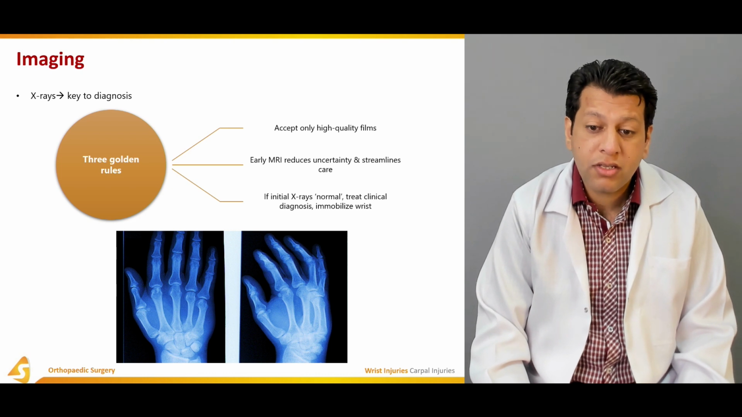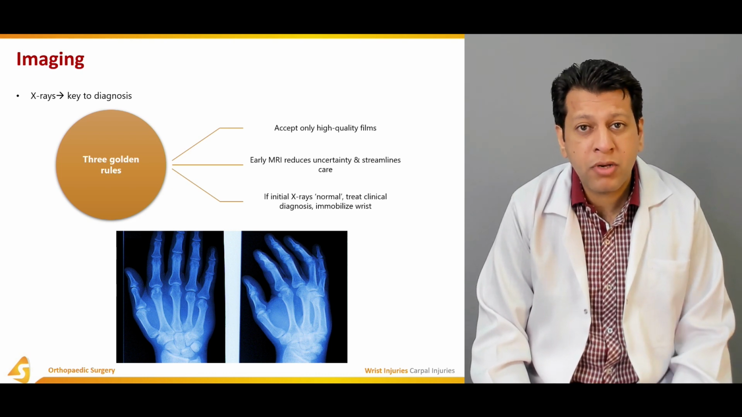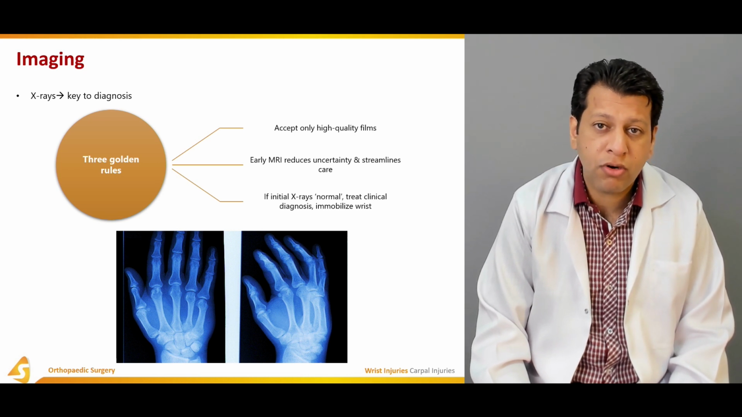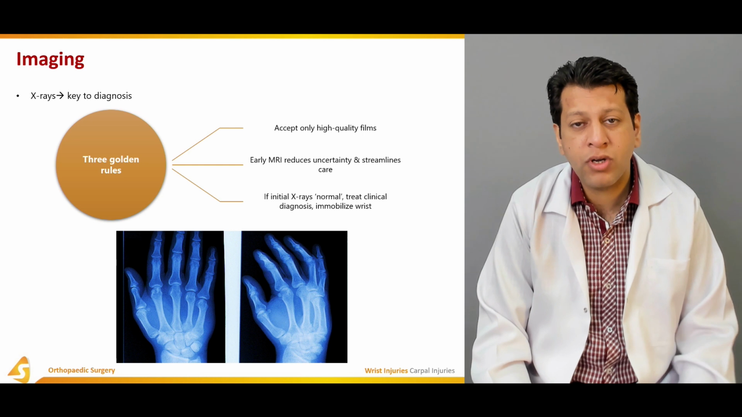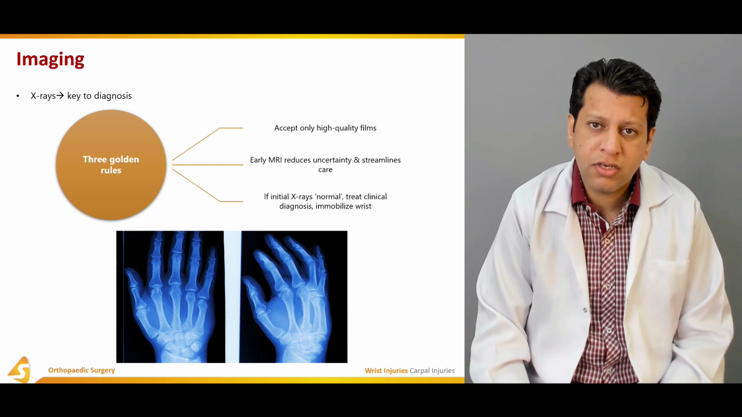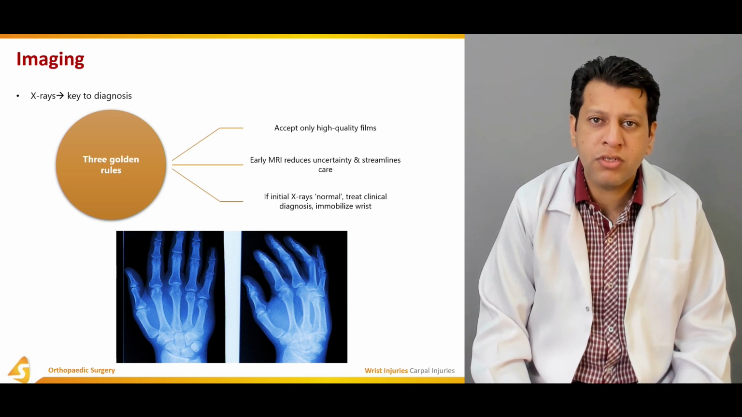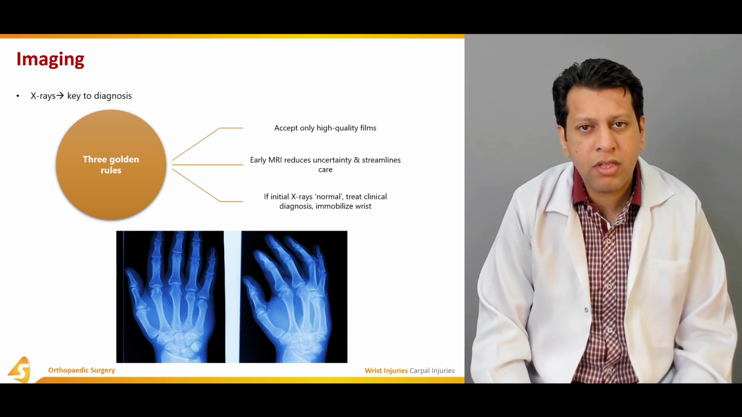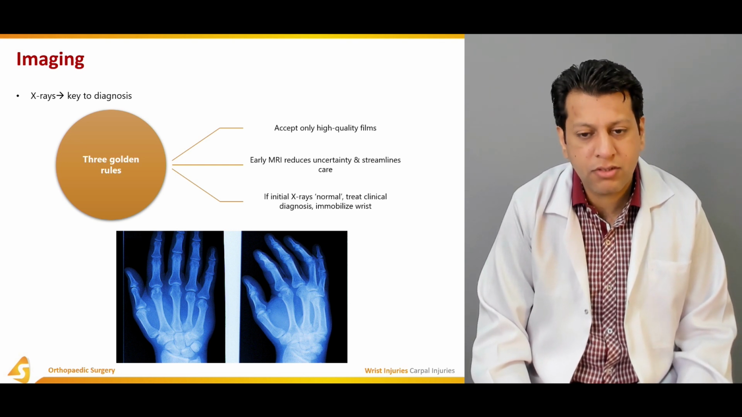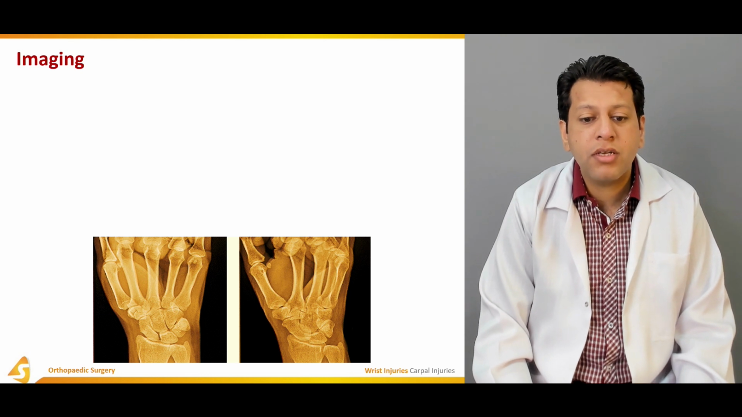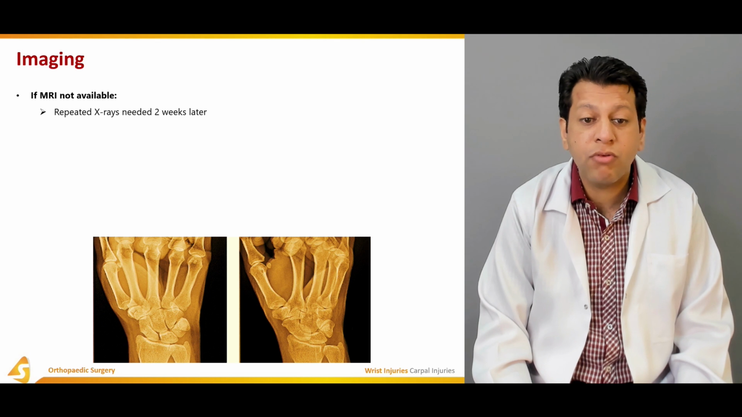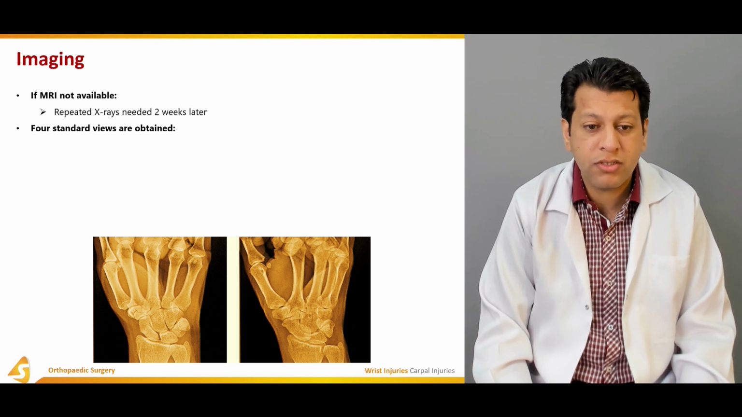And if initial x-rays are normal, for example, if this was an undisplaced or hairline fracture of the scaphoid waist, and you're not sure whether there is or there is not, one option is to go for MRI, or you apply a splint, immobilize the wrist and ask the patient to return in 2 weeks time and get another x-ray. If there was a fracture, by that time it would be clearly visible on the x-rays. If MRI is not available, we can go for, as I told you, repeat x-rays at 2 weeks time.